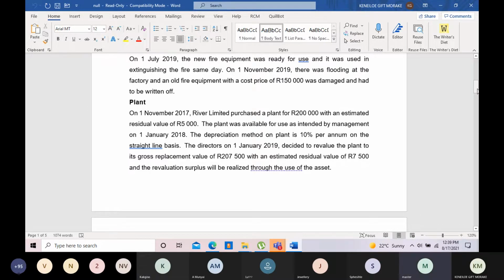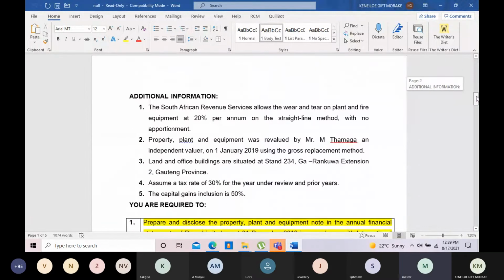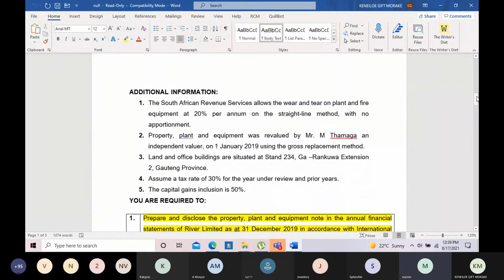Okay. So now the residual value is 7,500, and the revaluation surplus will be realized through the use of the asset. Let me repeat that one. They said the revaluation surplus will be realized through the use of the asset. Okay. So now let's go ahead and check the following additional information. Additional information number 1. The South African Revenue Services allows the wear-and-tear on the plant and fire equipment at 20% per annum on the straight line method with no apportionment.